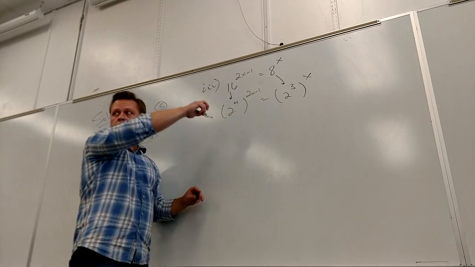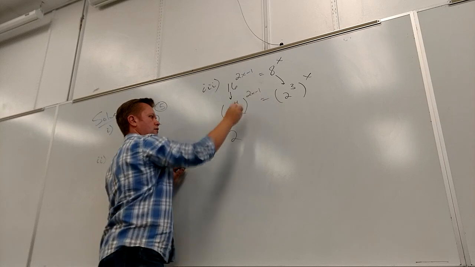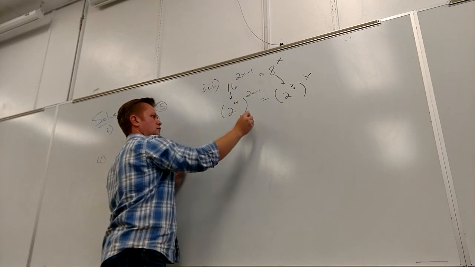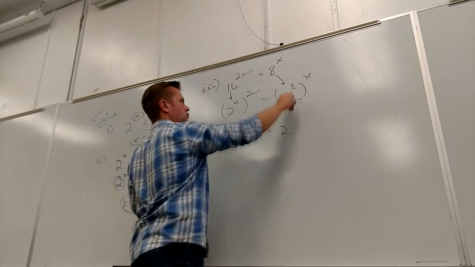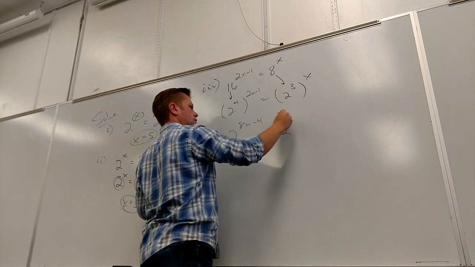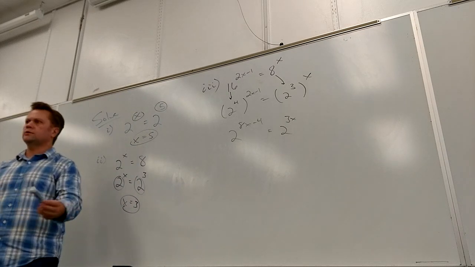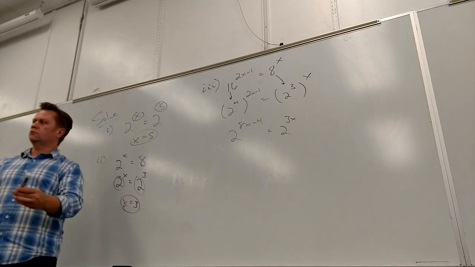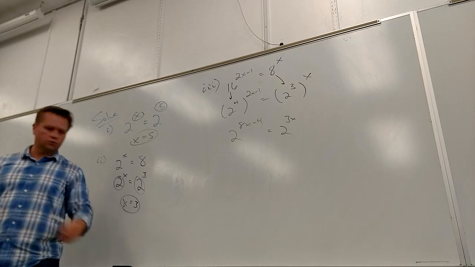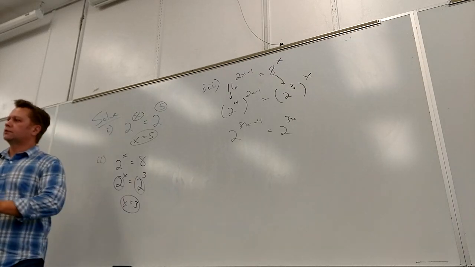Multiply them. So you get 2 to the 8x minus 4 equals 2 to the 3x. So now what can you focus your attention on? You've got the bases the same. What's got to happen now for this to be true? The powers have to be the same.